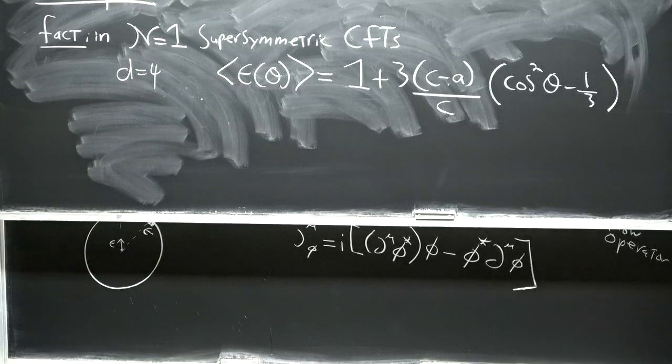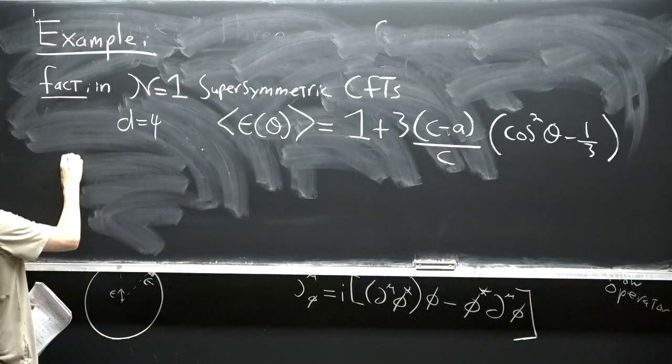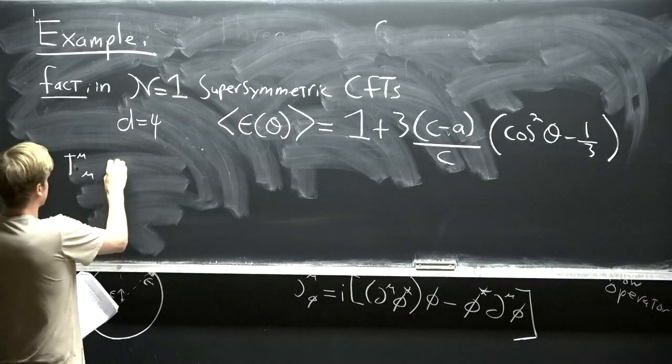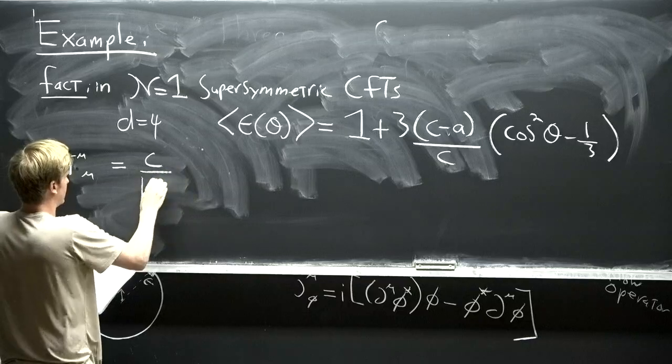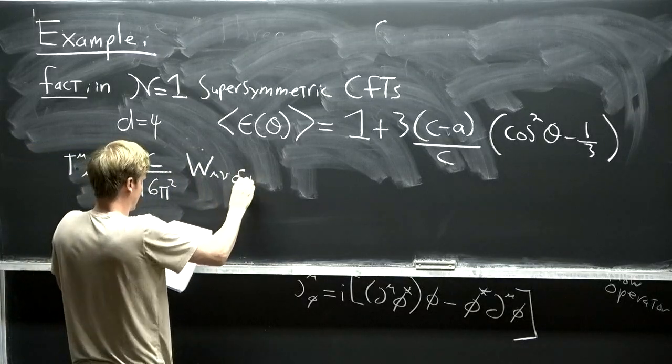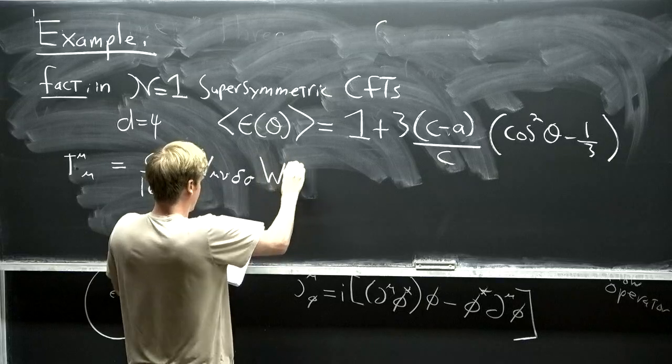So in D equals 4, when you couple your field theory to some curved manifold, or when you put it on some curved manifold, in general, the trace of the stress tensor can have two anomalies. So one is proportional to the Weyl tensor. And so again, this is just a statement for now of why this can be interesting.